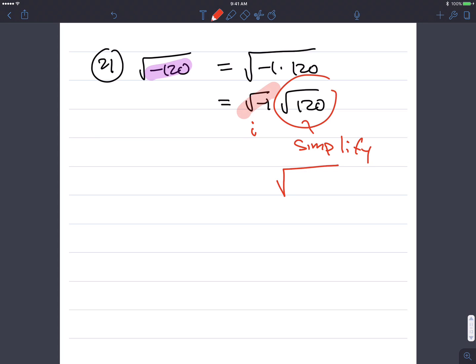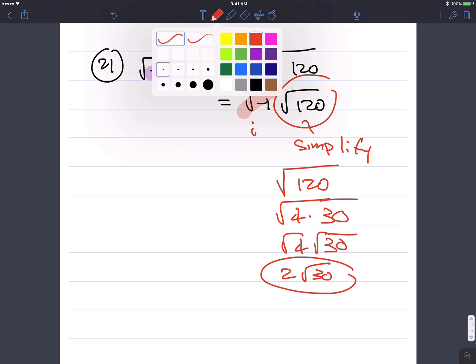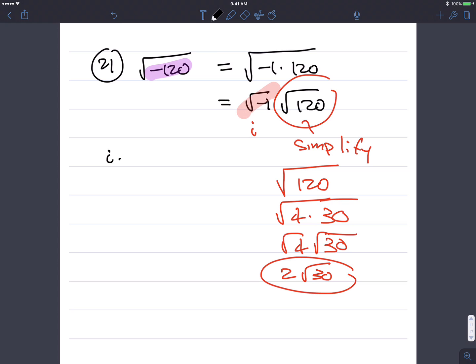So the square root of 120, 4 times 3, square root of 4, square root of 3 is 2 times the square root of 3. Oh, 30. Let's not make that mistake. Two times the square root of 30. So let's write our answer. i times 2 times the square root of 30 is 2 times the square root of 30, i. That's number 21.